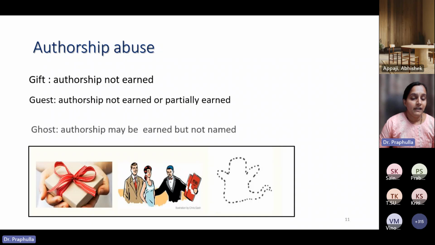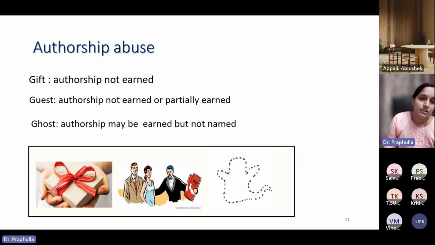One more very important type of authorship abuse is ghost authorship. Here the authorship may be earned but not named. You give some money to another person who has expertise in this area and knows the content. You give them your entire research details and results, and he completely writes the paper for you in the required format. Then you don't add his name, you just add your own name there.